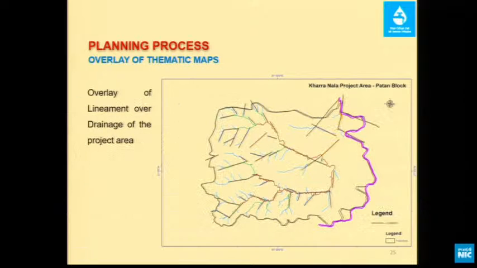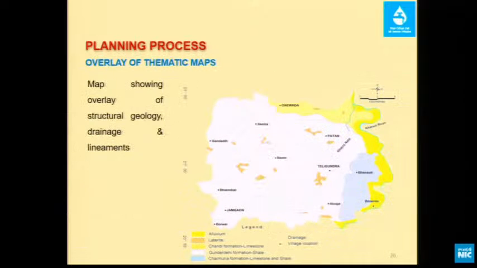Now I have developed an overlay system. Based on that, see here, I have overlaid the lineament over the drainage system. With the drainage system, what are the nalas there, where I have put a lineament, I can give the example that this lineament is running across or along which nala, so in the downstream which structure is required.